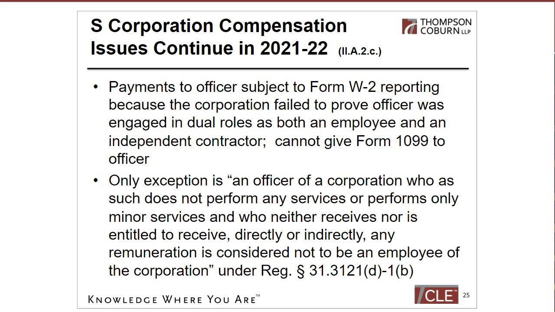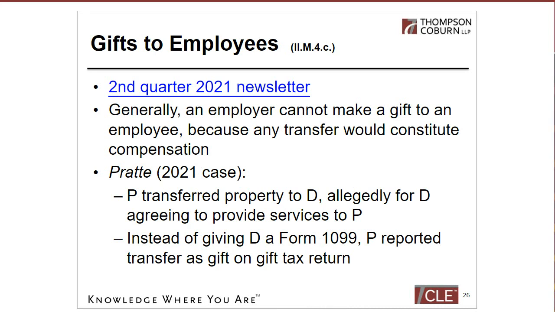If you have an officer who doesn't really do any services, then you don't have to pay them anything, but that's an exception. Here's another one. Gifts to employees, I delved into this in my second quarter 2021 newsletter. Generally, an employer cannot make a gift to an employee because the employment relationship makes it compensation. There was a case where the plaintiff transferred property to the defendant, allegedly for the defendant agreeing to provide services to the plaintiff. So doesn't that seem compensatory to you? You're giving them something in exchange for services.